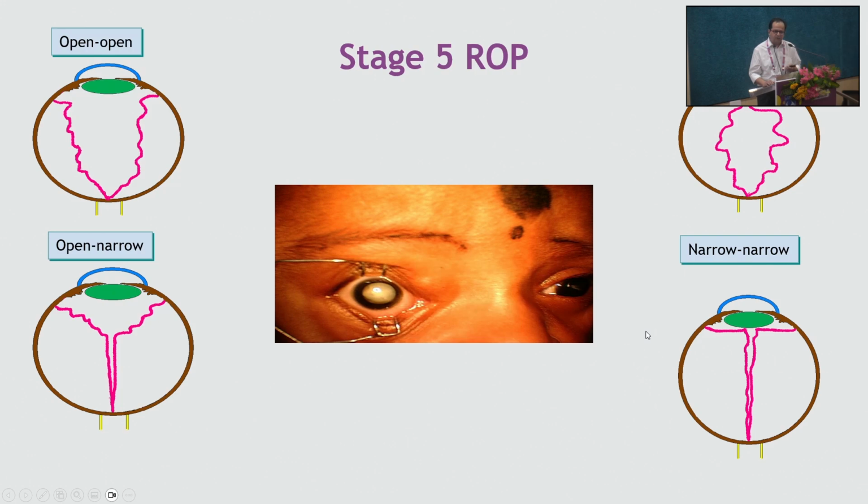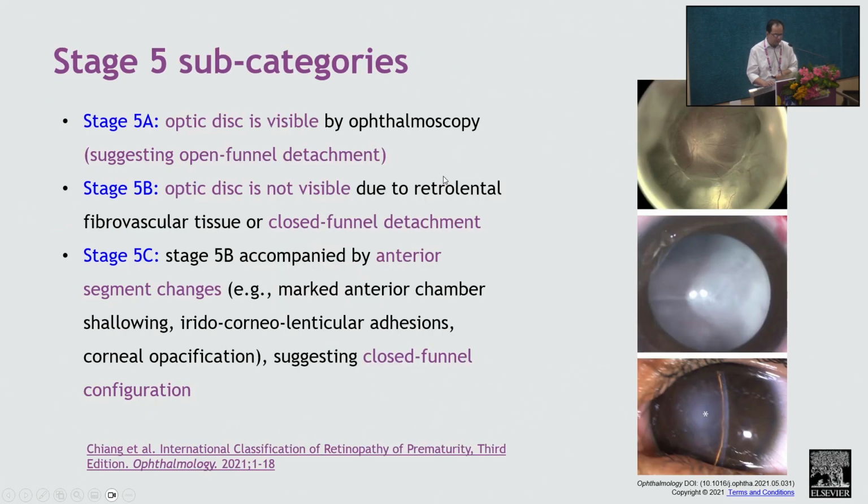Now stage 5, we know total detachment, and depending on the configuration on the ultrasound, it can be an open funnel, a narrow funnel or a closed funnel. But how do you differentiate clinically without an ultrasound? So ICROP 3 gave 3 subcategories as 5A, 5B, and 5C. In 5A, if you see the disc, it's obviously an open funnel detachment. If you don't see a disc, like you see a retrolental fibrovascular membrane, then it's a closed funnel detachment. And 5C is the even more severe form with anterior segment changes.